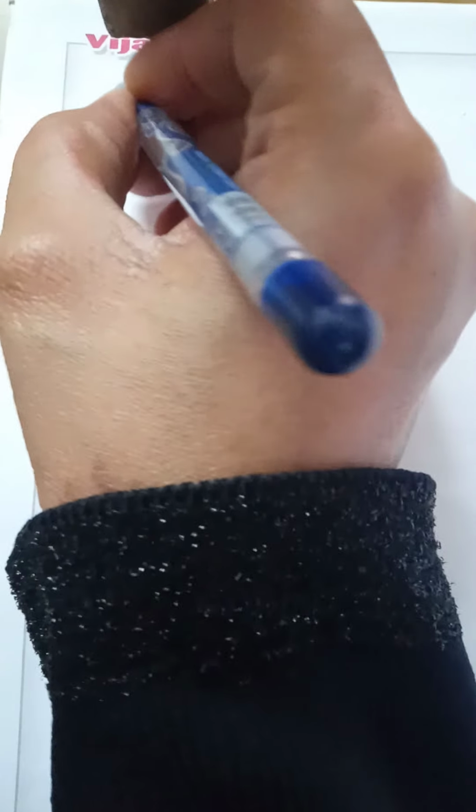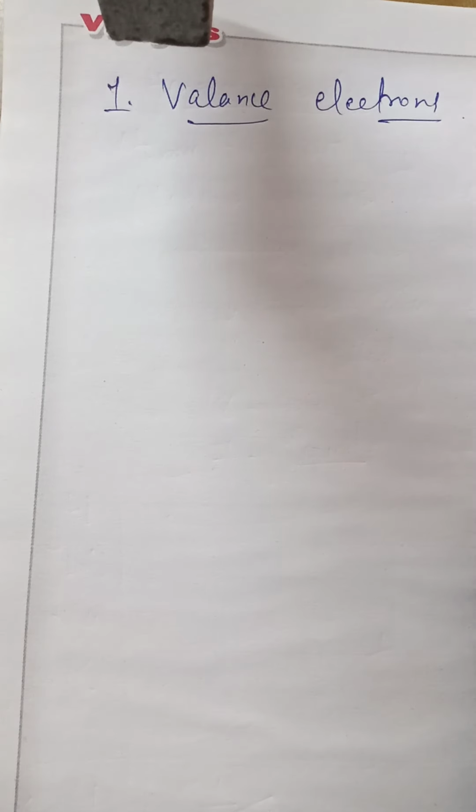Now we have a few more terms related to the concept of the periodic table, and the first one is valence electrons. Now what are valence electrons? The electrons which occupy the last shell, that is the valence shell, are called the valence electrons.